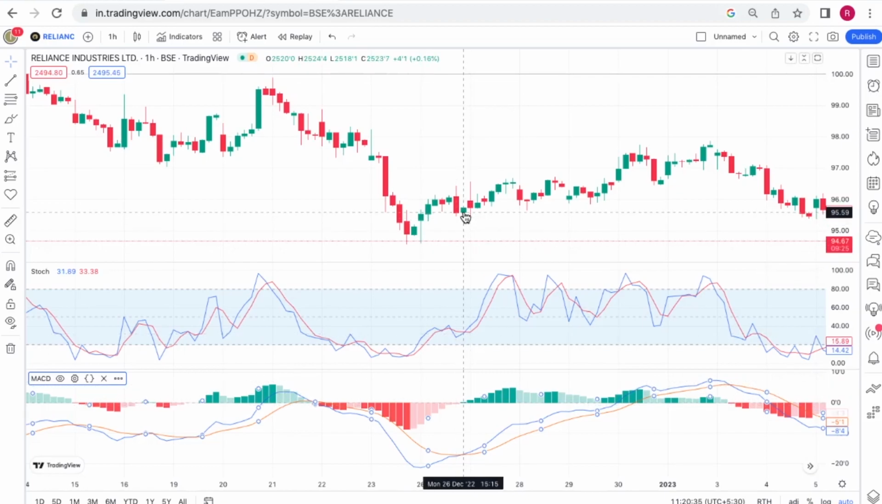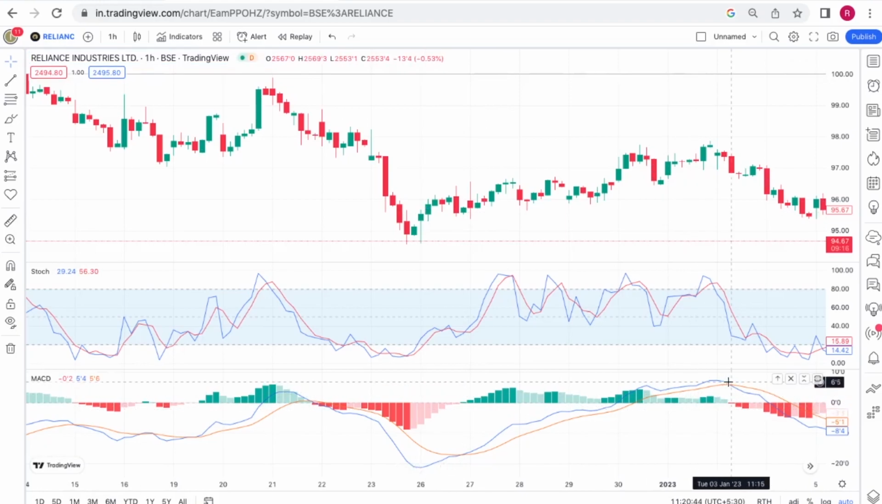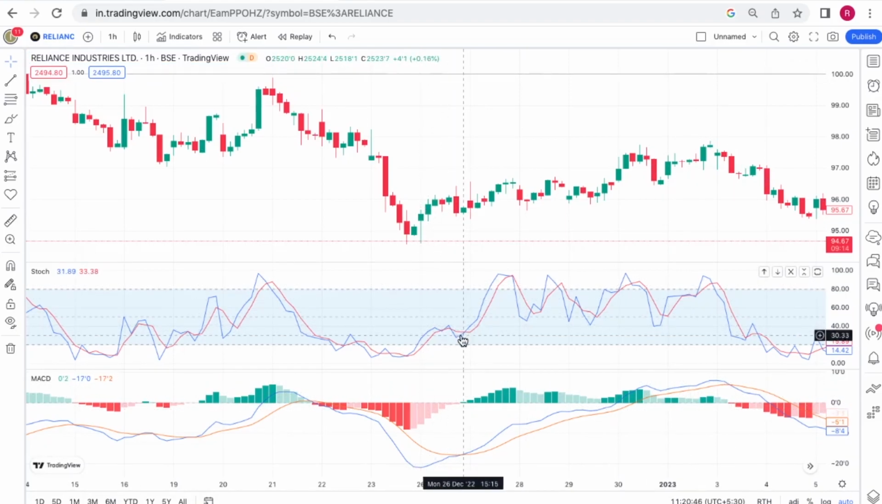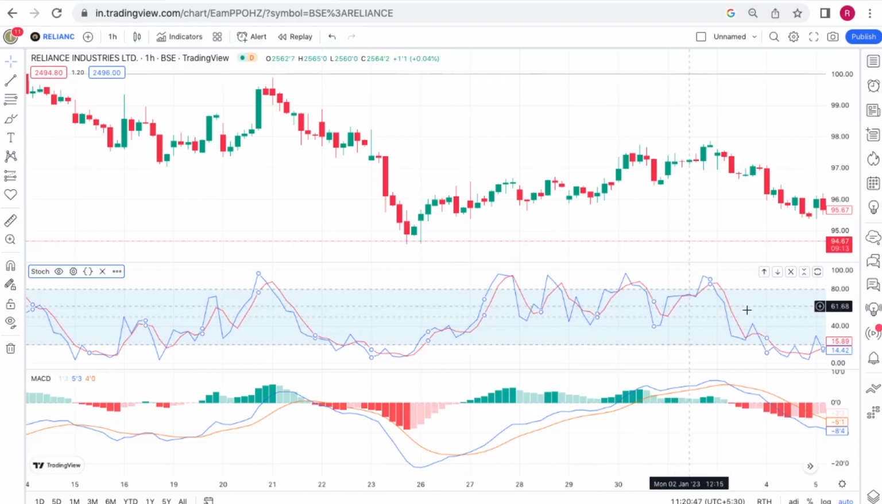So we enter a trade here. Our exit condition would be when the histogram turns negative, that is when the MACD line crosses below the signal line, as in this case. So we enter somewhere around here and we exit over here.